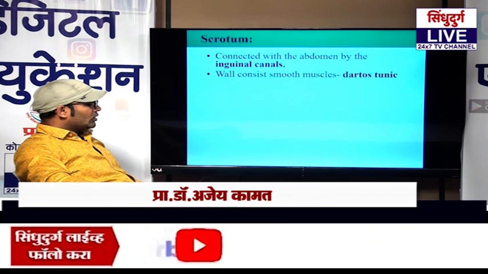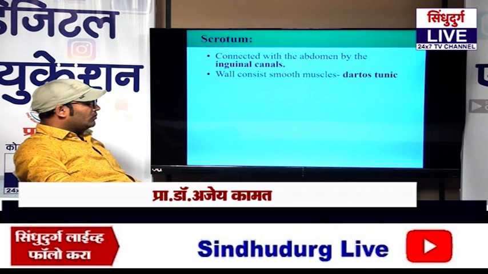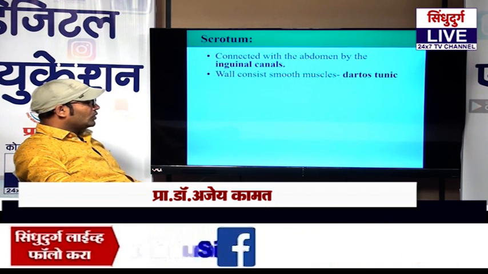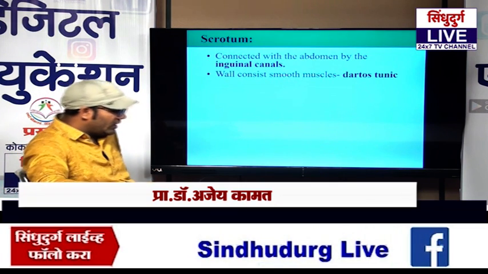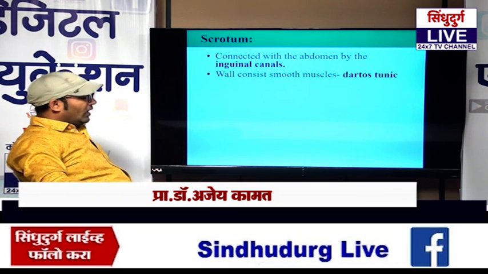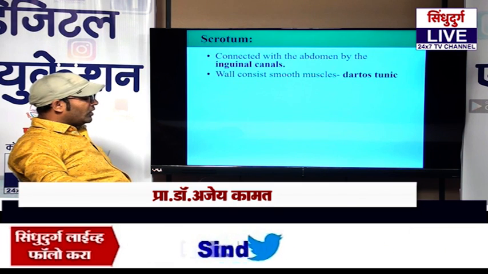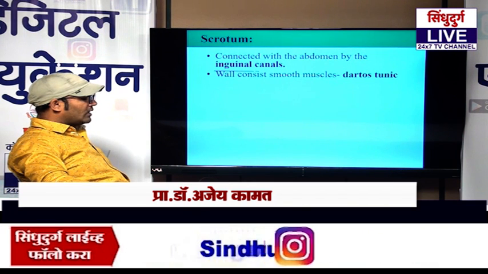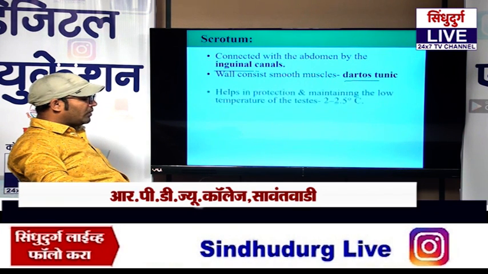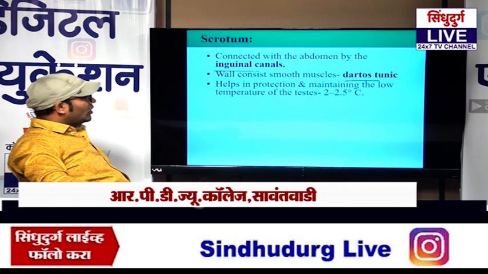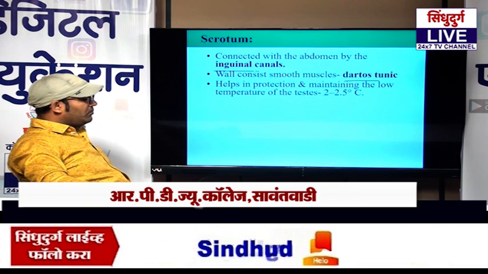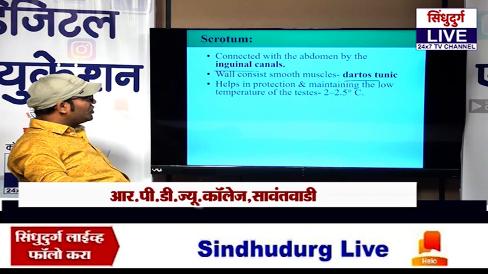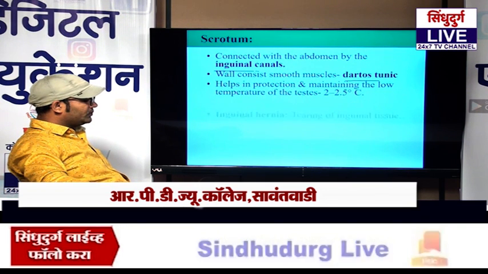Now what is the scrotum? The scrotum is a sac which consists of two compartments separated by a septum, and it is connected with the abdomen by inguinal canals. It is covered with smooth muscle called dartos tunic, which is highly pigmented, and this scrotum protects and maintains the temperature of the testes.